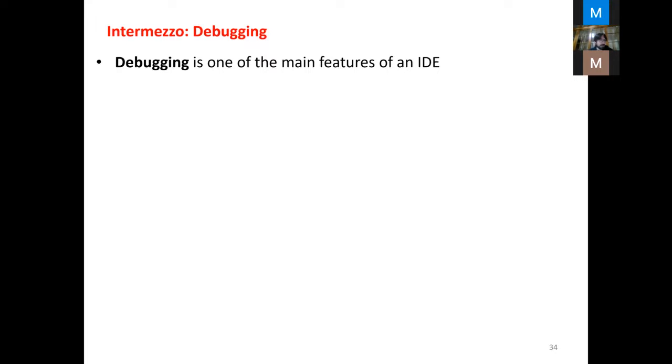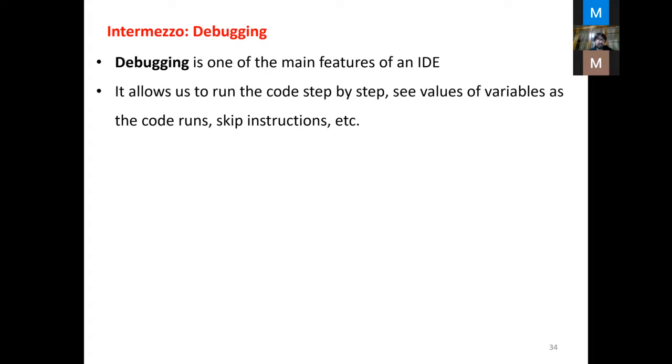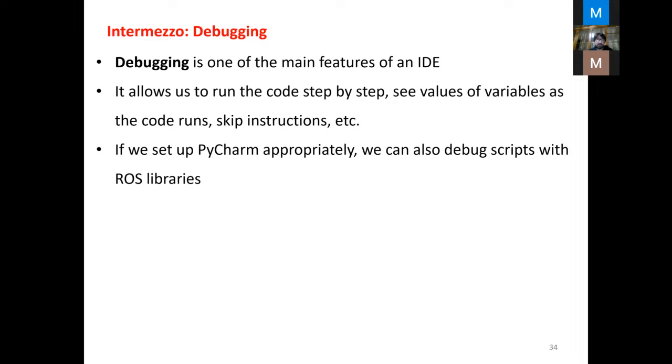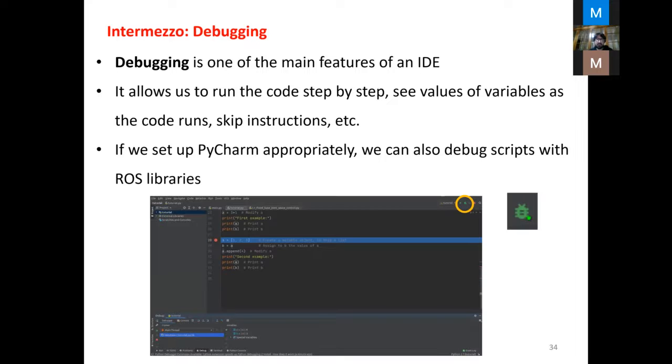As I mentioned, debugging is one of the main features of an IDE, and you can run code step by step. And as I showed you at the very beginning, we can set it up to also debug our scripts for the lab sessions that we're doing, and that use ROS libraries. So usually, I'm just putting it here in the slide so that you remember. Here you have the icon to do the debugging.